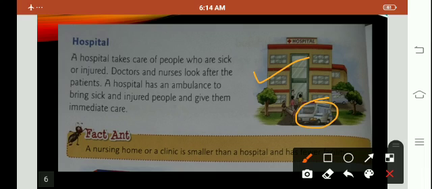A nursing home or a clinic is smaller than a hospital and has fewer facilities. So children, a nursing home or a clinic is smaller than a hospital and has fewer facilities. For example, if we have cold and fever, we will not go to a big hospital or a multi-specialty hospital. We will go to a small clinic where the doctor will give us medicines for the fever, and the fever will disappear within 2 to 3 days.